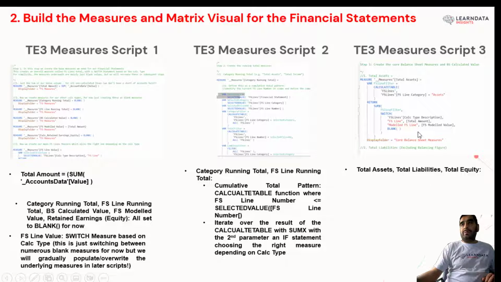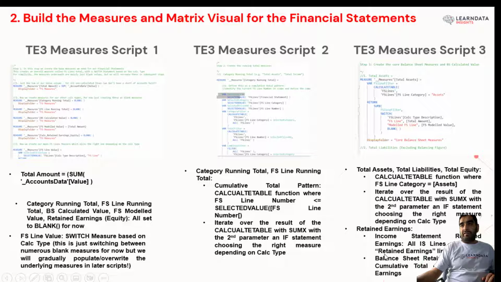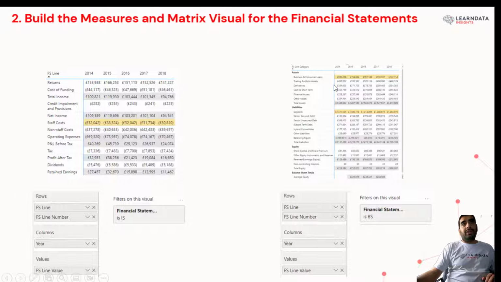And then we have script 3 for our balance sheet, where it's again the CALCULATETABLE function for things like total assets and total liabilities. And then for retained earnings, our income statement retained earnings is all our income statement lines above the retained earnings line, and then our balance sheet retained earnings is the cumulative total of these income statement ones. So here's how we're linking things together with these measures that we're creating there.